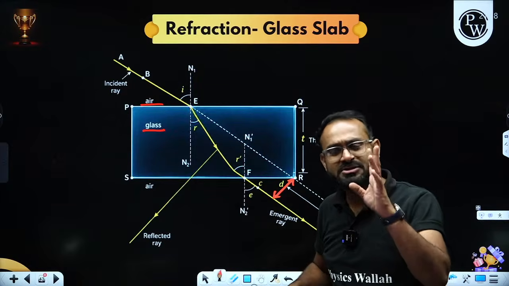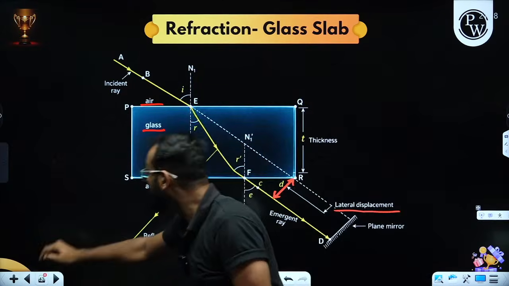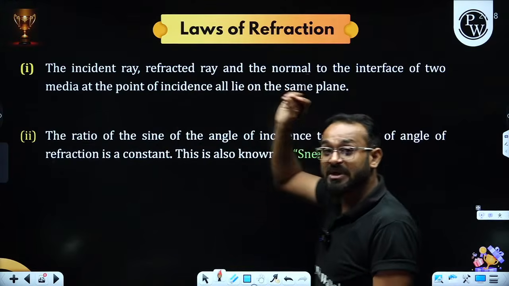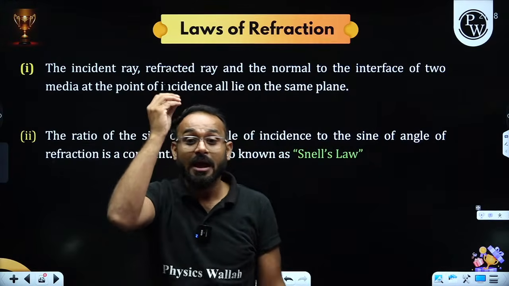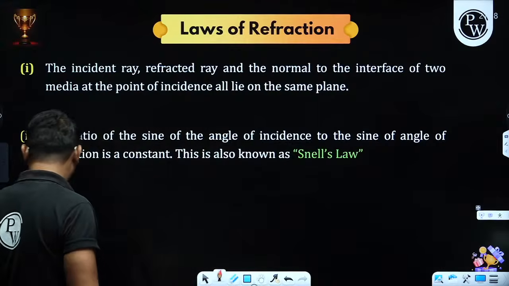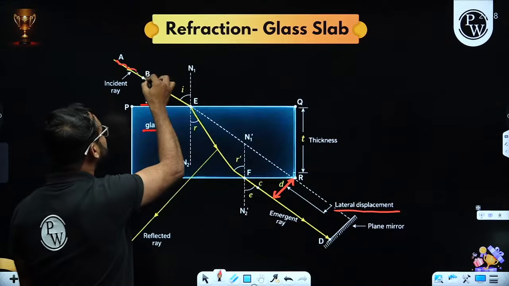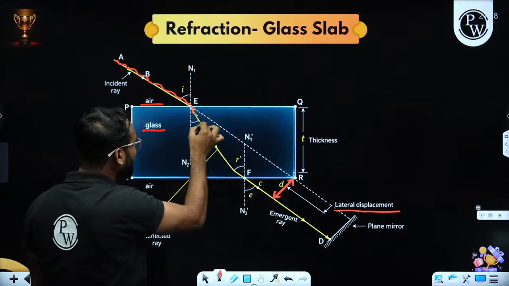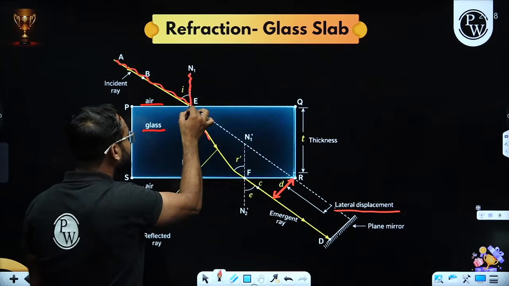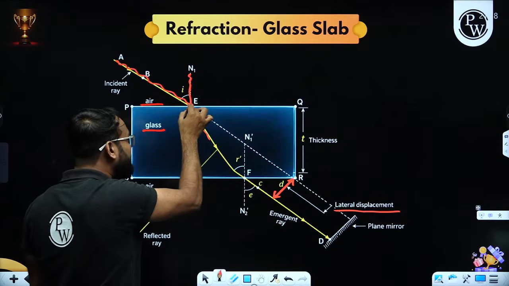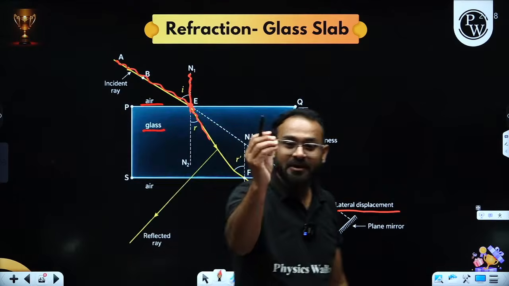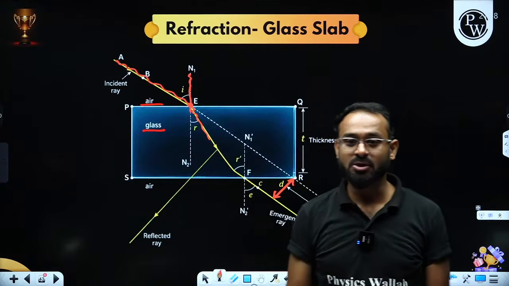Clear, sir. So what are the laws of refraction? The laws of refraction say the incident ray, refracted ray and normal all lie on the same plane at the point of incidence. You can see over here, this is the incident ray, this is the refracted ray, this is the normal. They are all lying in the same plane at the point of incidence. Yes or no?